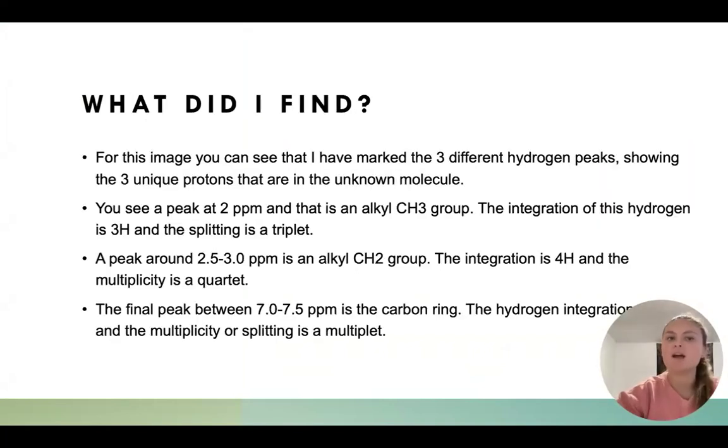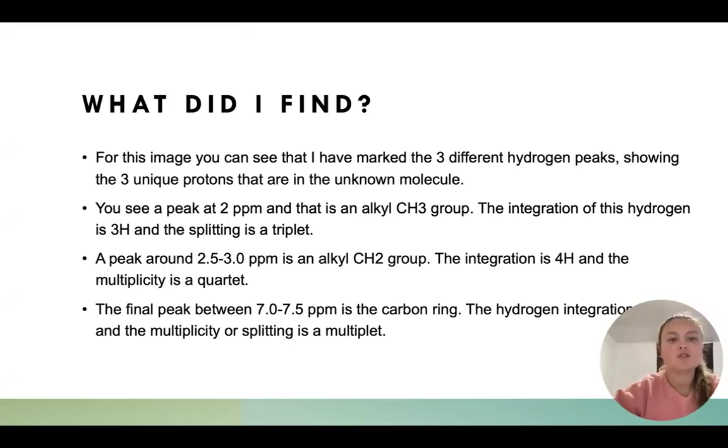So what did I find? For this image, you'll see that I marked 3 different hydrogen peaks showing 3 unique protons in this unknown molecule. At 2 ppm, there's an alkyl CH3 group. The integration of this hydrogen is 3H and the splitting is a triplet.